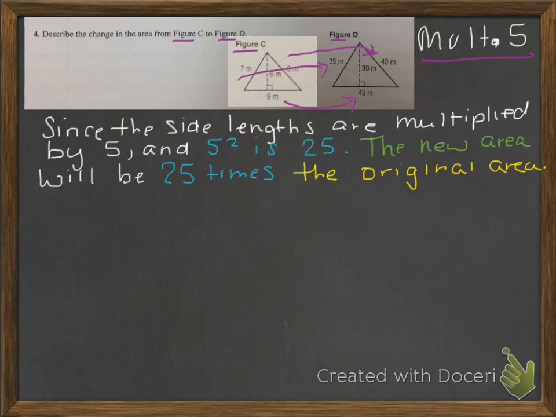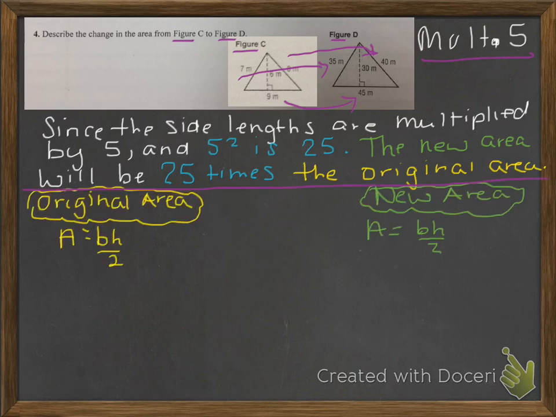Okay, so as you can see, I've written this out in words. I said since the side lengths are multiplied by 5, and 5 squared is 25, notice I changed my color there to blue or aqua so that you could see that that was another step. The new area will be 25 times the original area. So now we need to show the math for that.